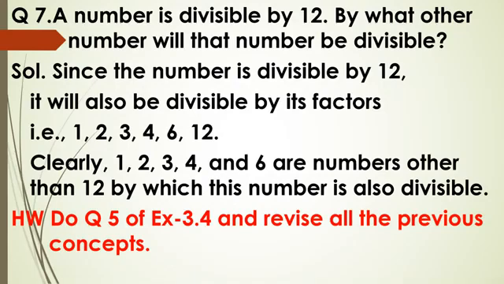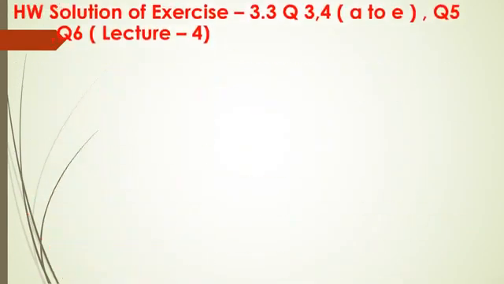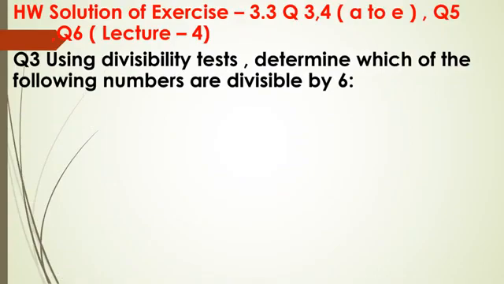Now I am going to tell you the homework solution of lecture 4. That is exercise 3.3, question number 3 and 4. Question number 3 is, using divisibility test, determine which of the following numbers are divisible by 6. A number is divisible by 6 if it is divisible by both 2 and 3. So you have to check each and every number by 2 and 3 both.